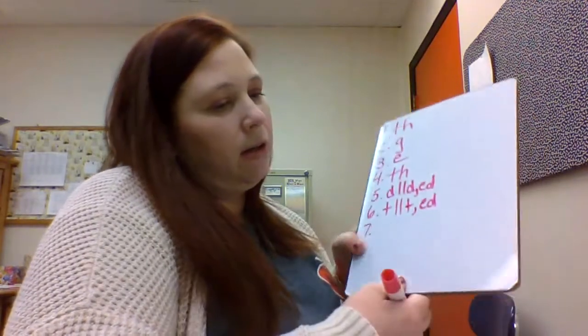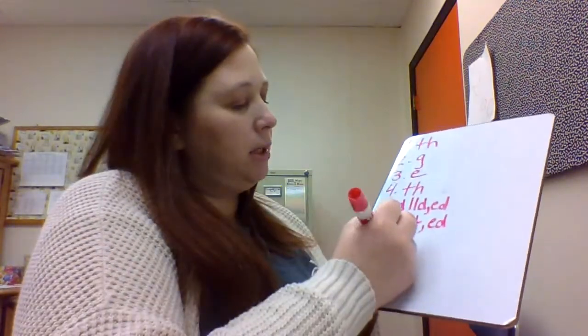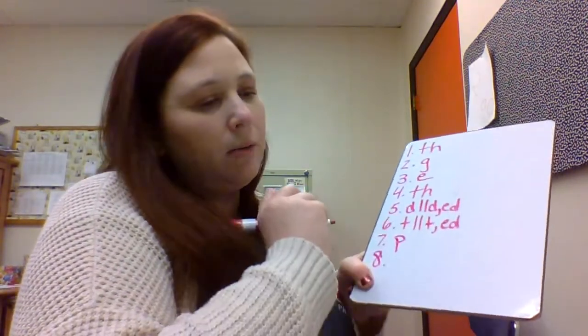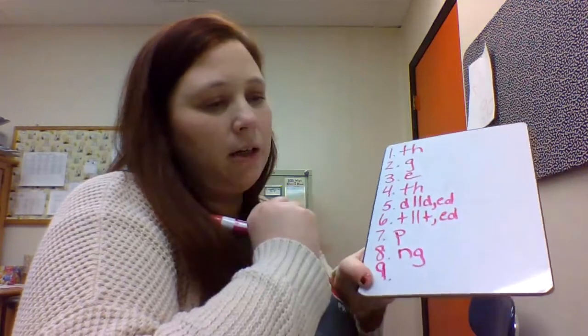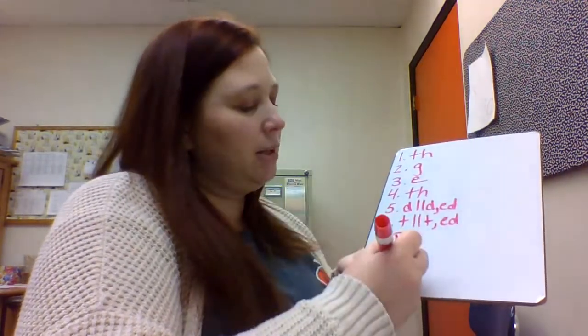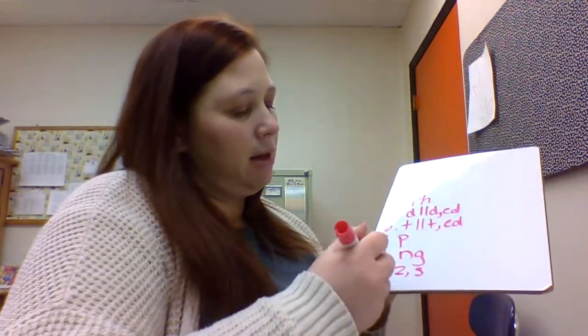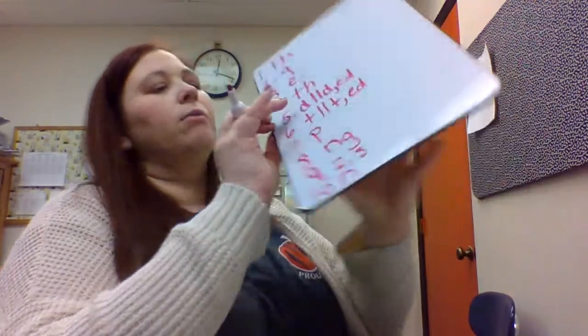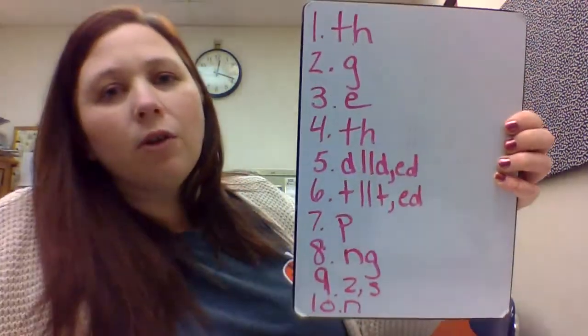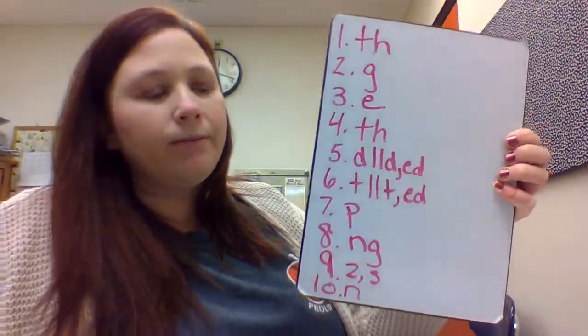Number 7, we have P. That's P. Number 8, we have ng. That's that NG. Number 9, we have Z. That could be Z, comma S. And number 10, we're going to sneak in here N. All right, go ahead and make sure you have those all down before we move on.